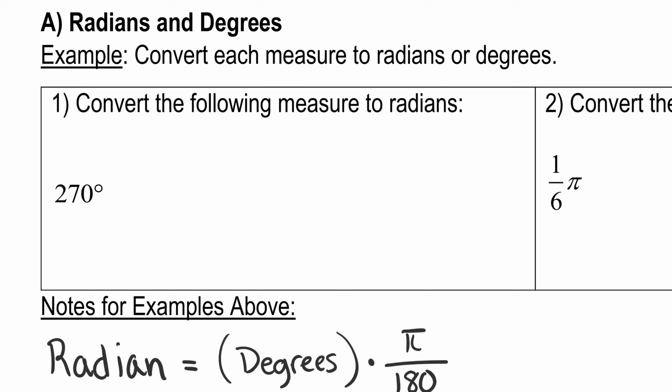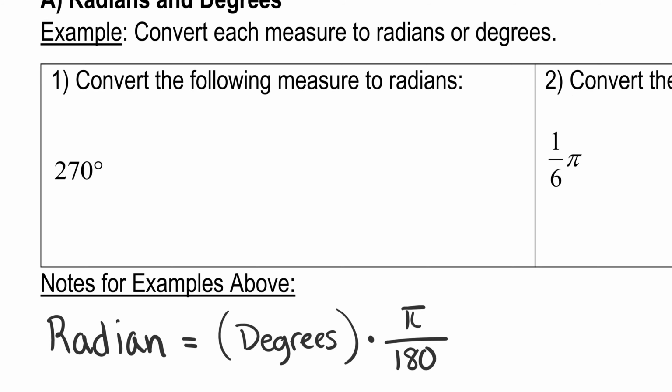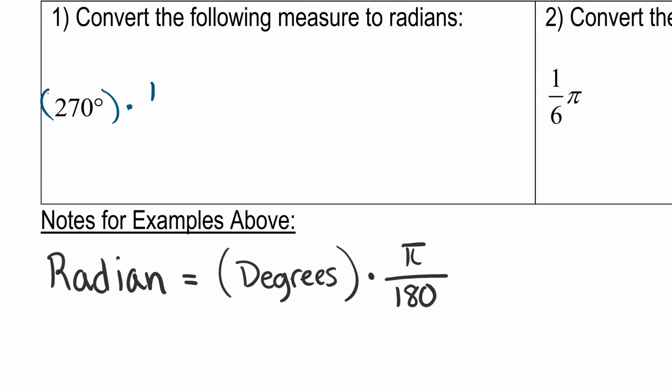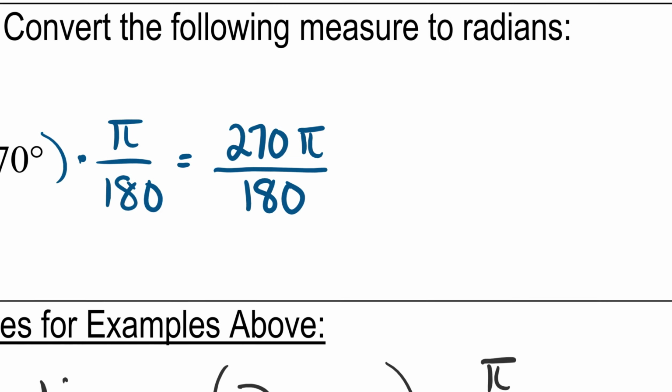Convert the following measure to radians. So I have degrees, so if I go to my formula, I want radians. So radians equal degrees, so 270, right? That'd be in parentheses, times pi over 180. I'm going to rewrite this as 270 pi divided by 180. That's the one fraction I would have, and I can reduce that.